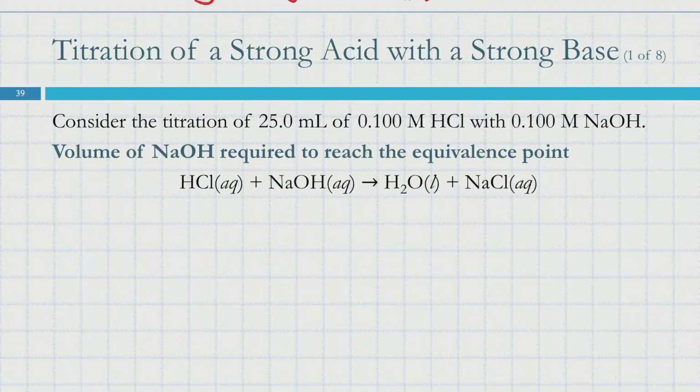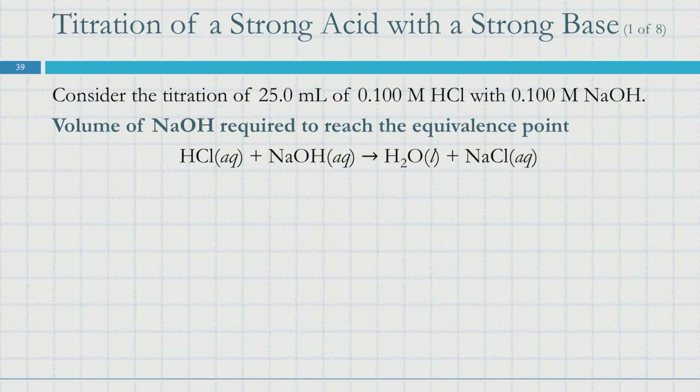All right, let's look at titration. We want to calculate for the titration of 25 milliliters of 0.1 molar hydrochloric acid. That's going to be titrated with 0.1 molar sodium hydroxide. We want to calculate the volume of sodium hydroxide to reach our equivalence point. And we're given an acid-base neutralization reaction for those two.